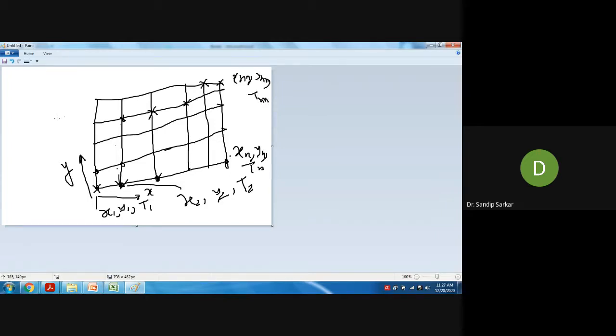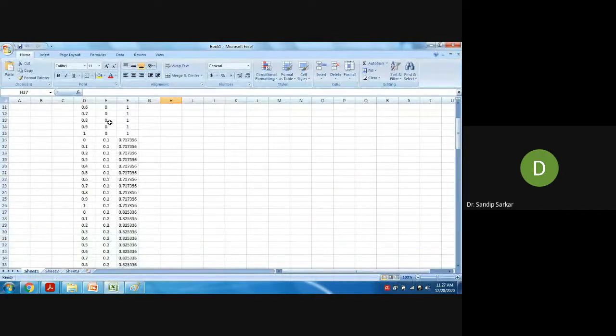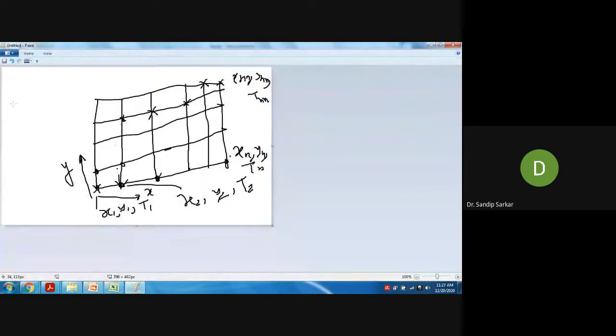Now you can save this information in a data file. Once you write your code and solve the problem, you can save this information in a data file in this form: x coordinate, y coordinate, and temperature value. That means x1, y1, and t1. Similarly, x2, y2, and t2, and so on up to the last point: xnn, ynn, and tnn.